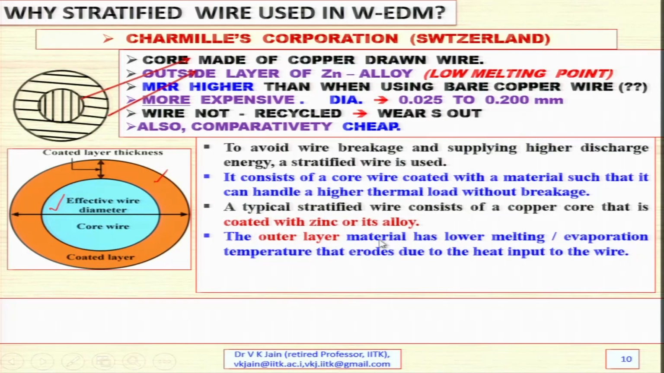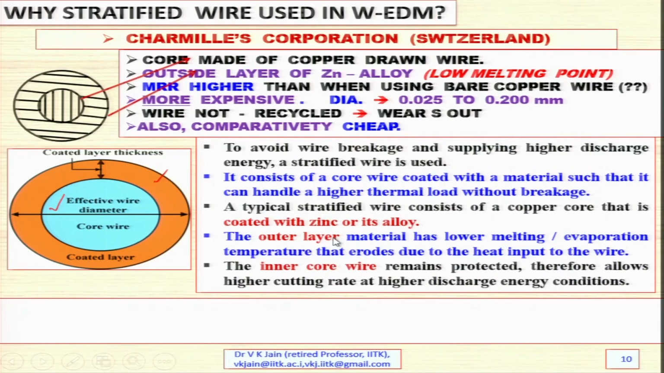and as you can see, the outer layer material has lower melting evaporation temperature. That means here zinc layer has lower melting and evaporation temperature compared to the core wire that erodes due to heat input to the wire. So once sparking takes place, this outer layer melts and evaporates, and the core of the wire remains intact. As a result of that, the wire does not break even at higher loads.